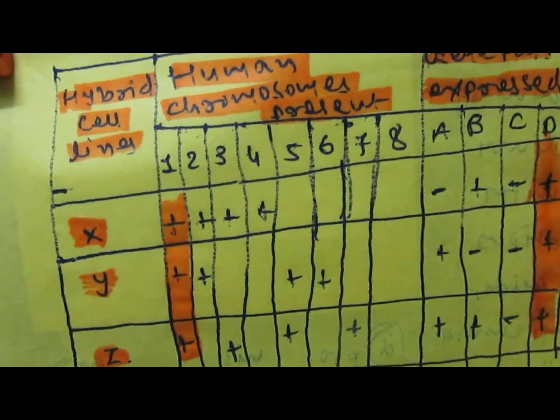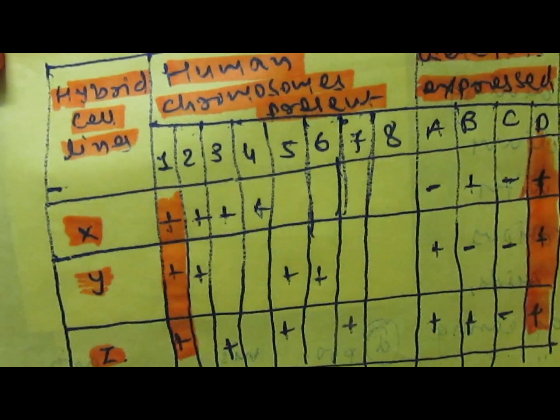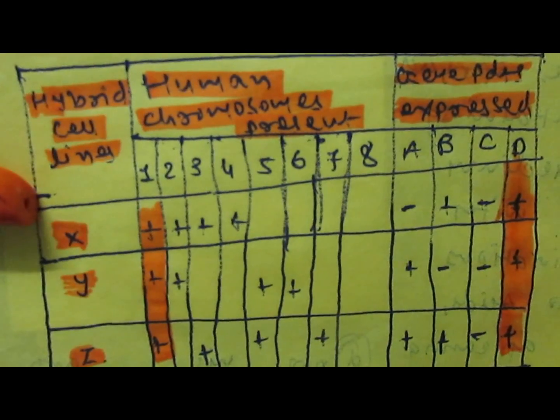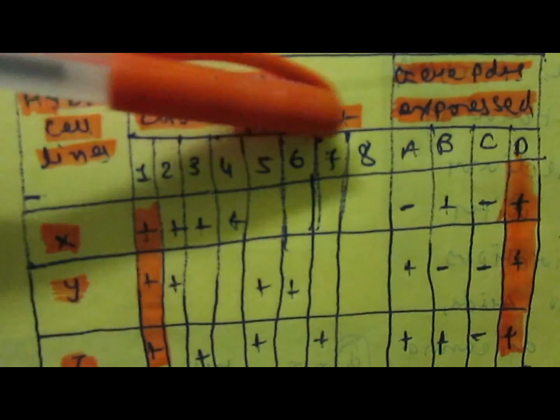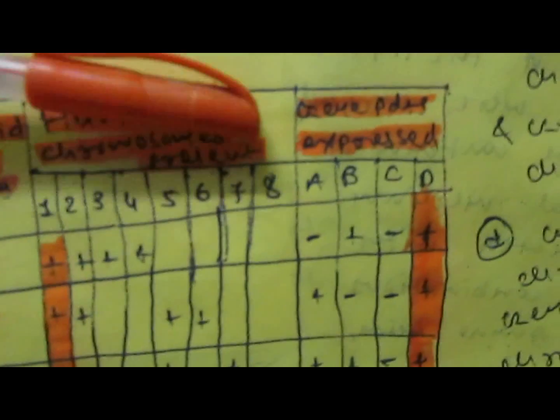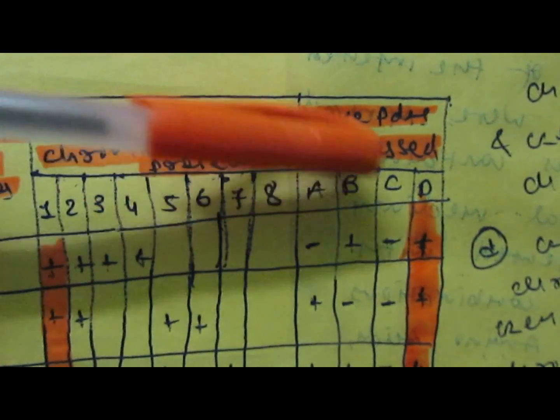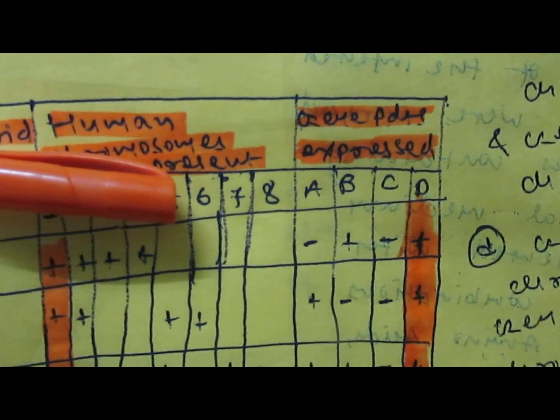Now in the table, the first column shows hybrid cell lines X, Y and Z. The second column is the human chromosomes that are present. There are a total of 8 chromosomes given. And the third column is the gene products expressed. These gene products are capital A, capital B, capital C and capital D.